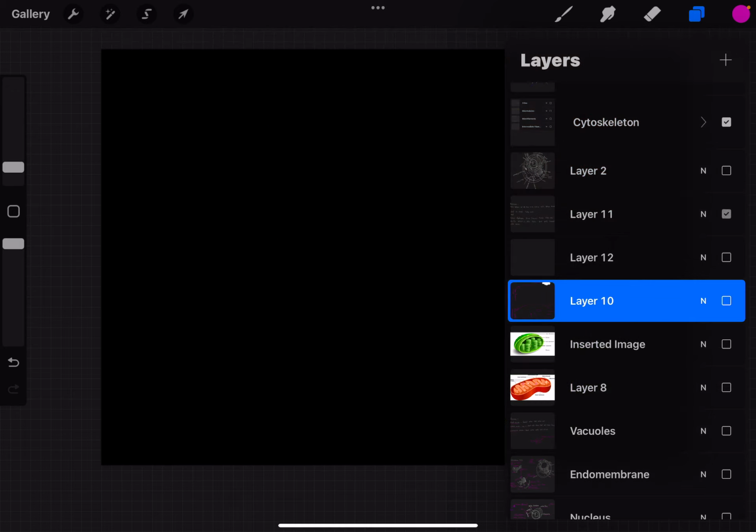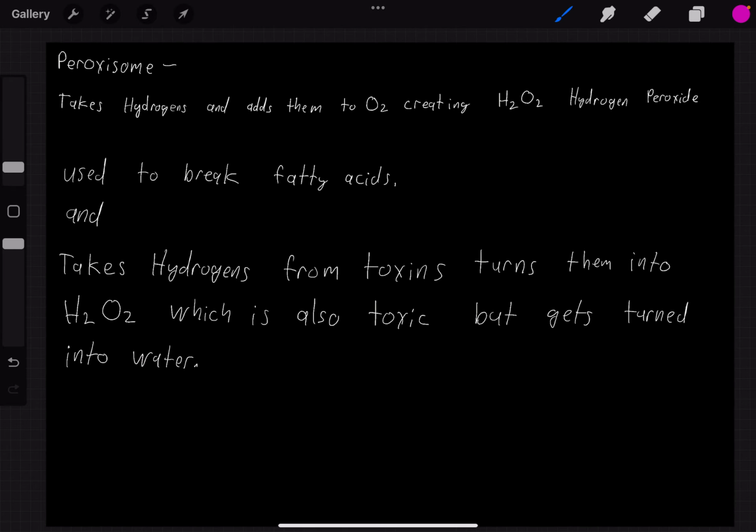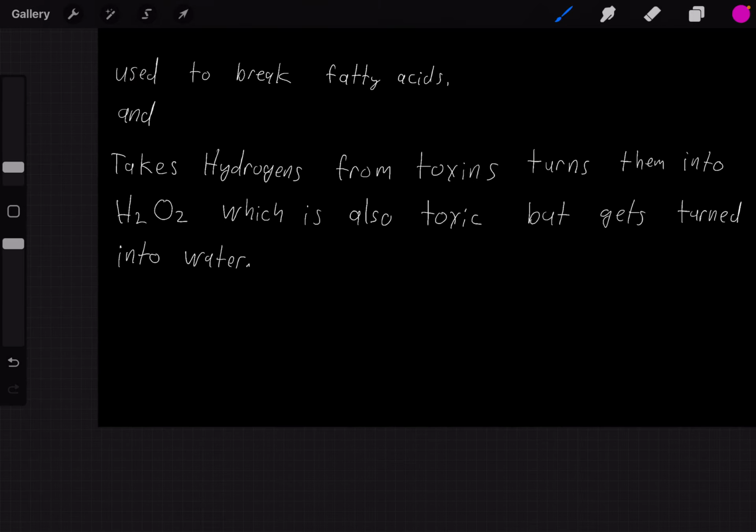Next thing we'll talk about is peroxisomes. So peroxisomes we talked about. They give us two examples here. They break down toxins, but they also are used for different reasons. The reason we talked about in class was they break down the mitochondria.